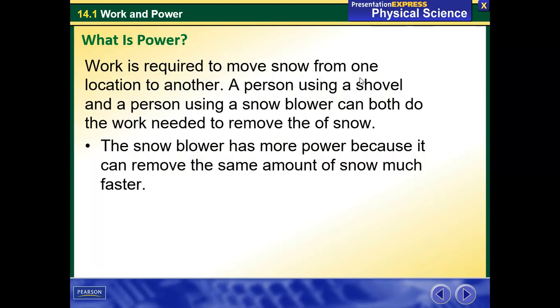So we can even look at this when clearing a driveway with snow. Work is required to move snow from one location to another. And if I gave one person a shovel and one person a snowblower and said, who is going to do the most amount of work or who's going to do the work faster, most of you guys are going to say the snowblower. And the reason for that is because the snowblower has more power. And you could look at this one of 2 ways. You could say the snowblower has more power because it can remove the same amount of snow much faster. So if you were having a competition of clearing driveways, it's going to clear the driveway faster.